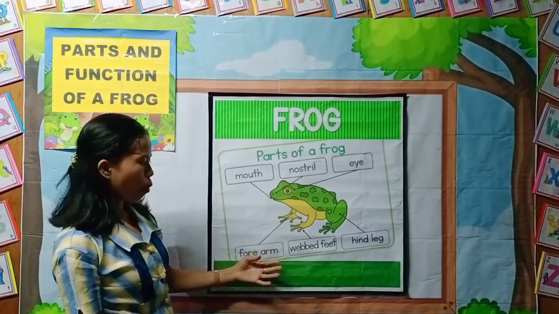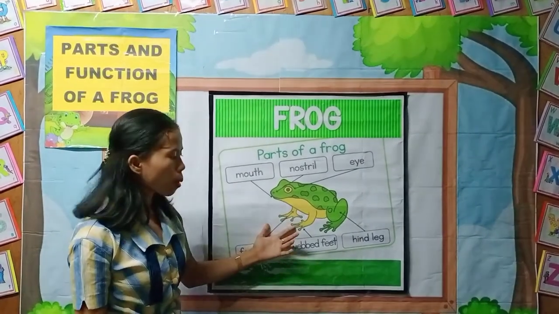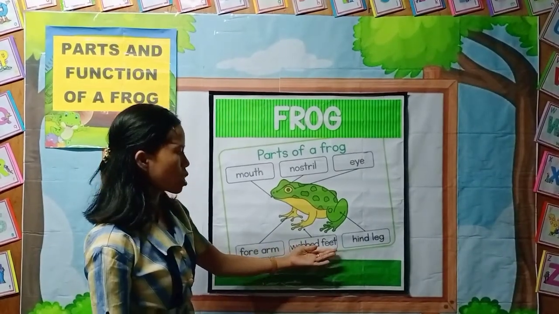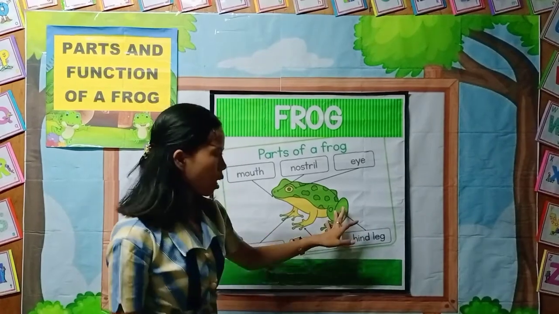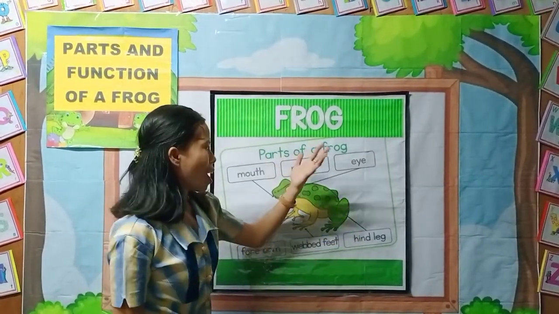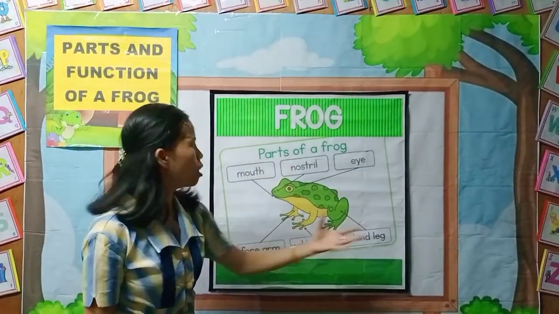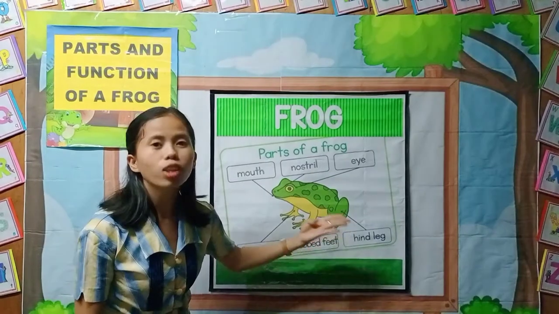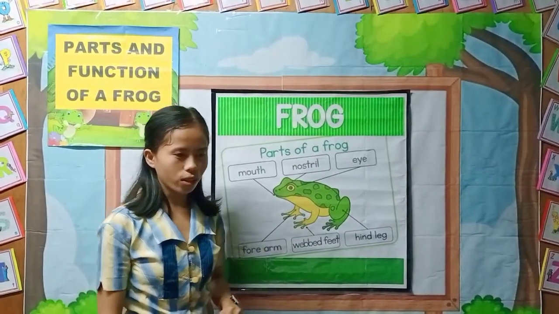Then we also have the forearm or the arm. This is used in swimming, as well as the webbed feet. And we also have the hind leg or the leg. This is used for jumping. So each part has its own function in order for a frog to be a frog. Understood? Yes, teacher. Okay, very good.